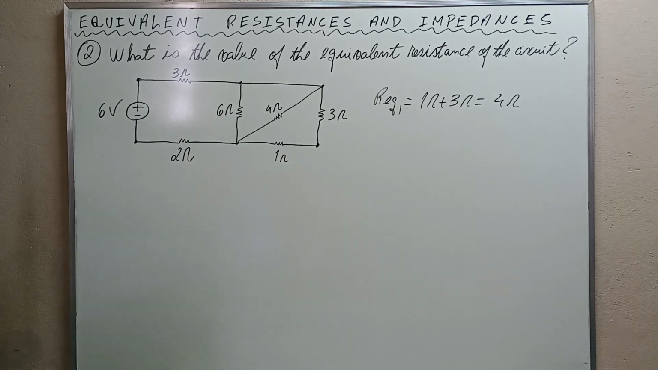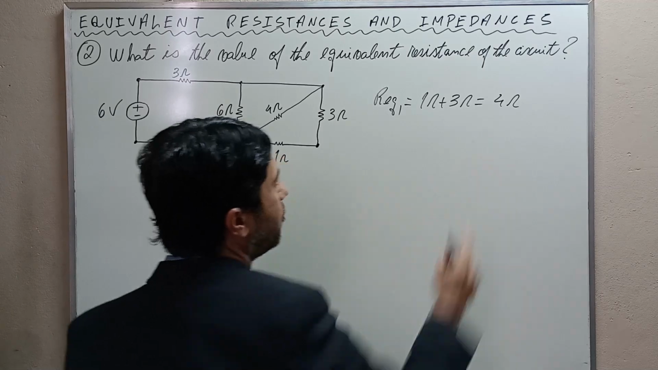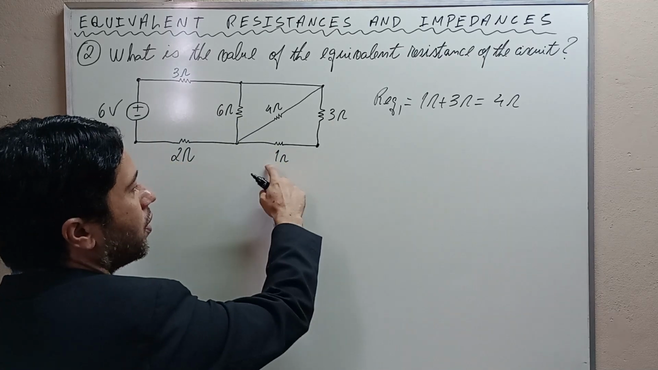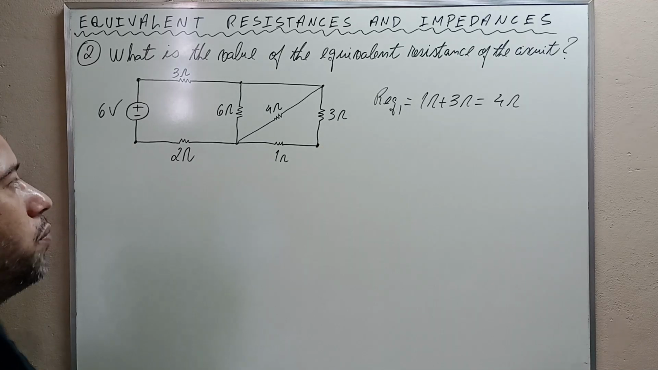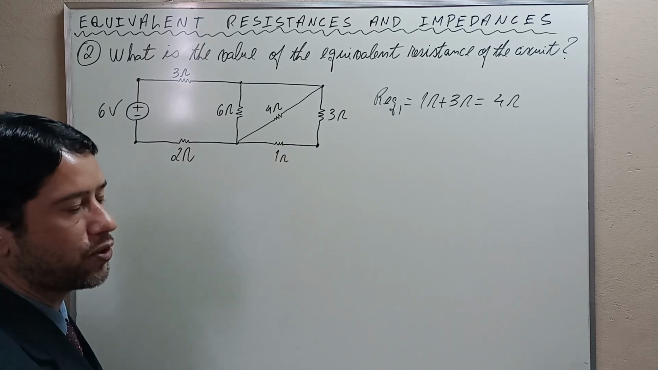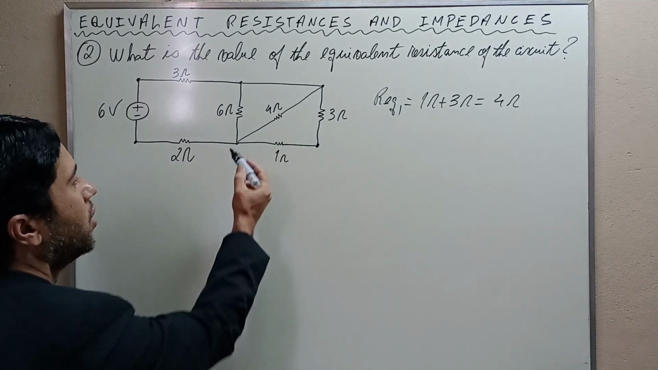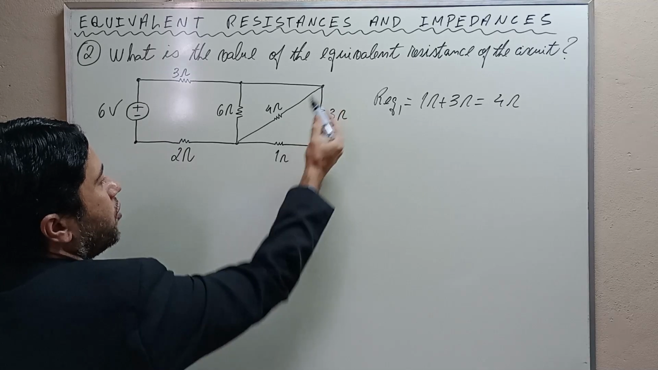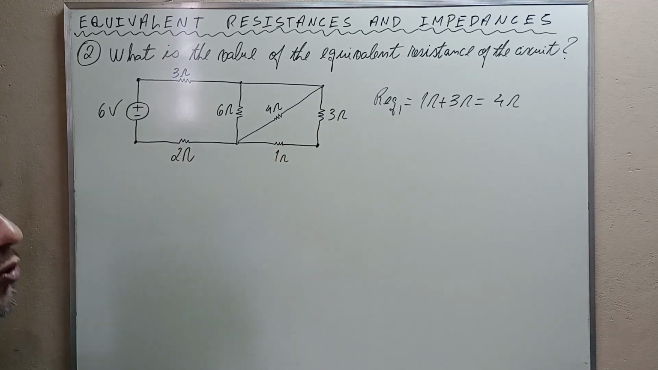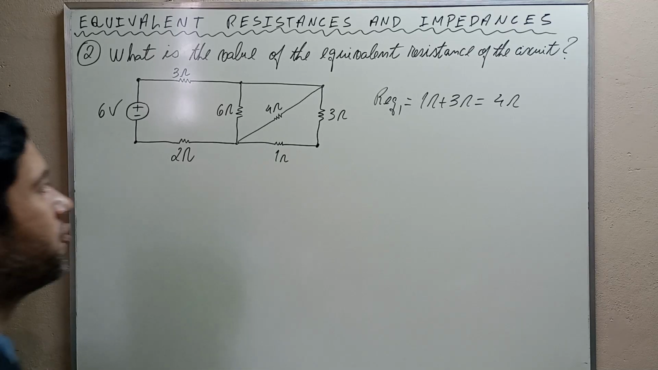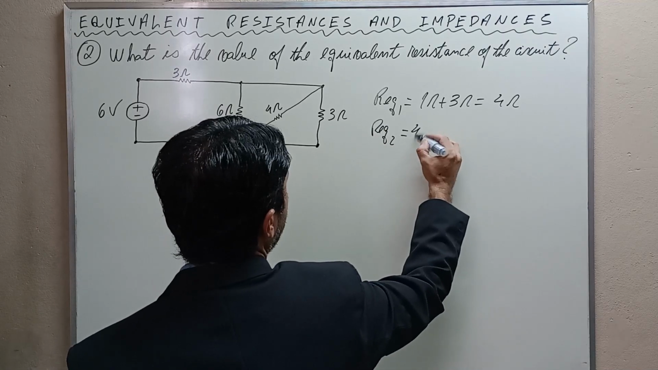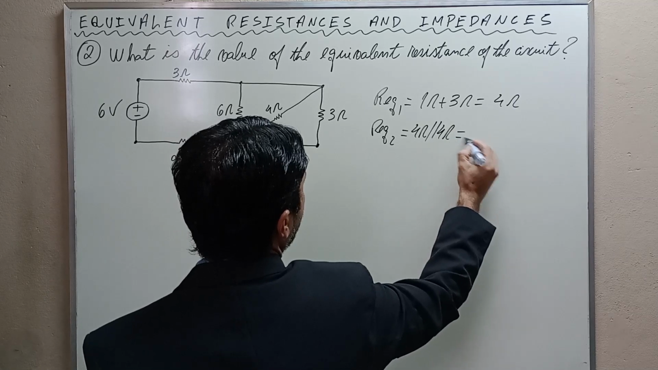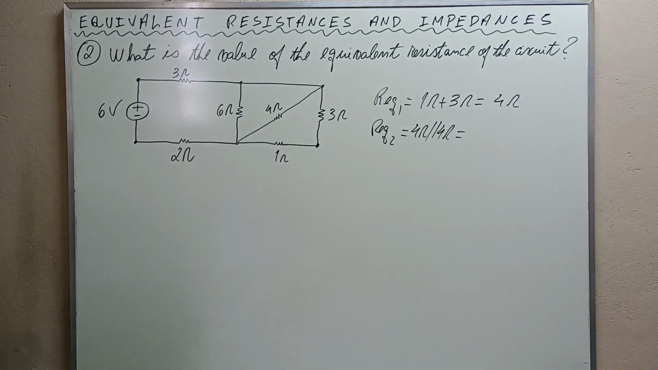Subsequently, we observe that this 4 ohm resistor, resulting from the series combination of this resistor and this resistor, will be in parallel with this other 4 ohm resistor. Why? Because they share two terminals. Whenever two resistors share two terminals, they will be thus connected in parallel. Thus, equivalent resistance number 2 is the parallel combination between two resistors of 4 ohms.